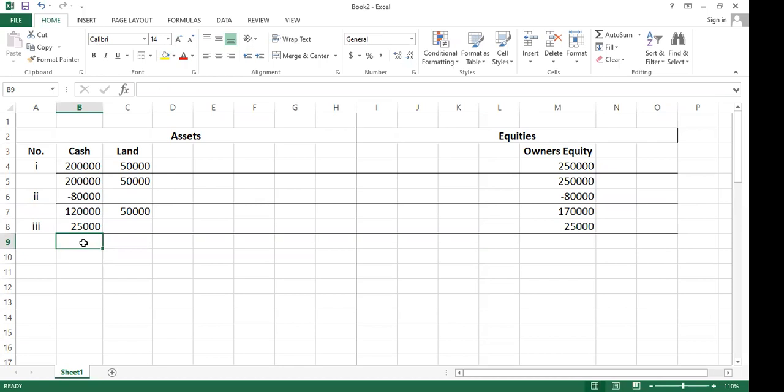After the balance: 145,000 from the cash, and land 50,000 not change, and owner's equity 195,000.